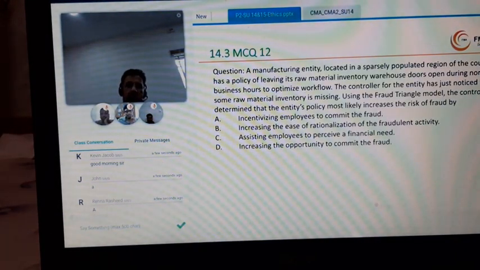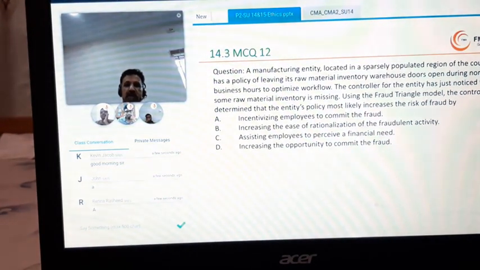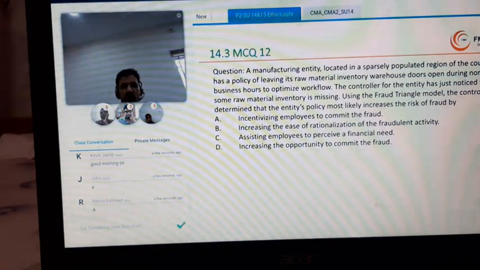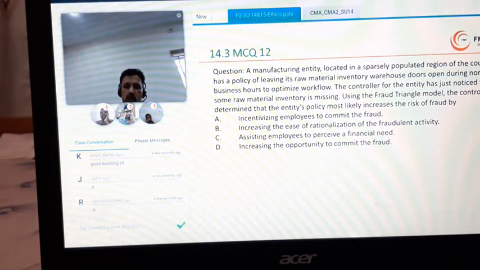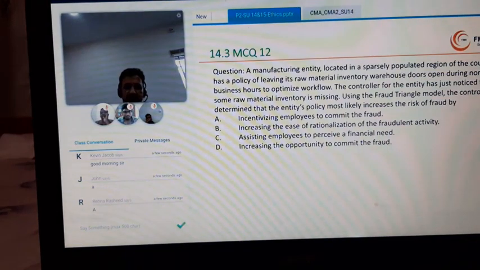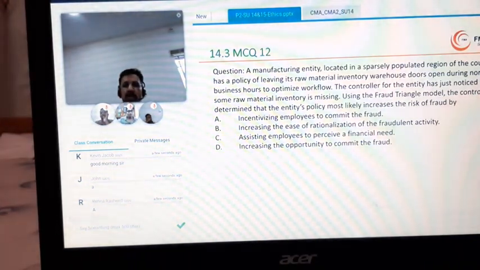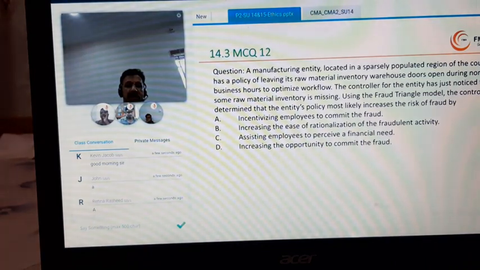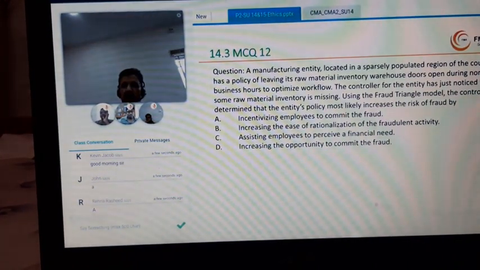Then, a manufacturing entity located in a sparsely populated region of the country has a policy of leaving its raw material inventory warehouse doors open during normal business hours to optimize workflow. So everything is open, anybody can steal it. The controller for the entity has just noticed that some raw material inventory is missing. Using the fraud triangle model, the controller has determined that the entity's policy most likely increases the risk of fraud by, read A, B, C, and D, and then give your answer.